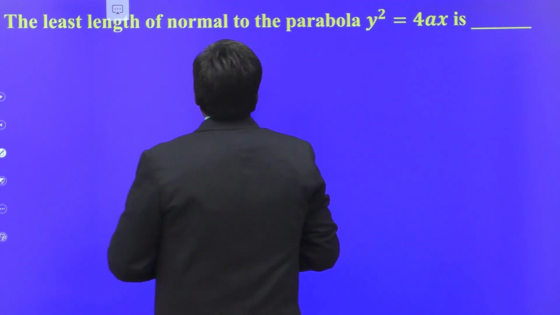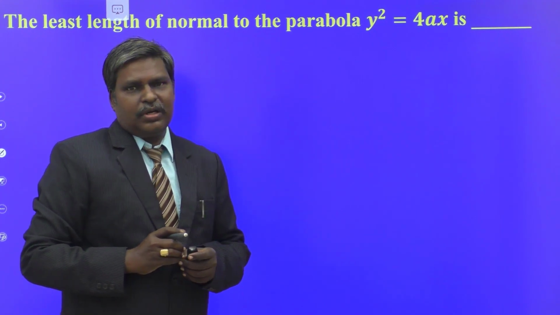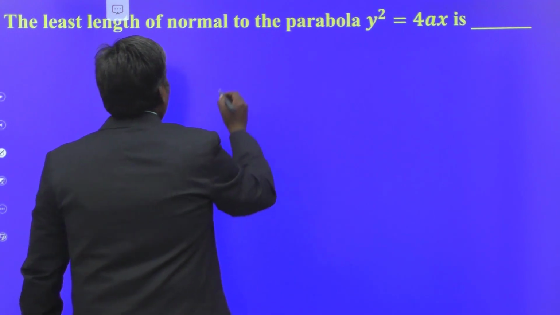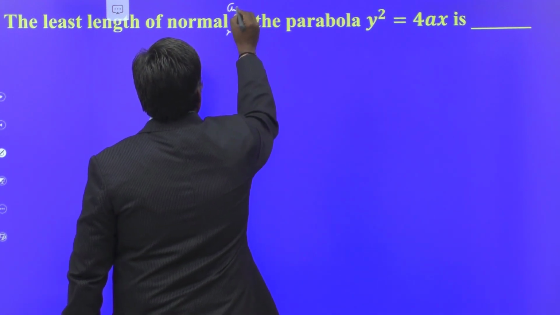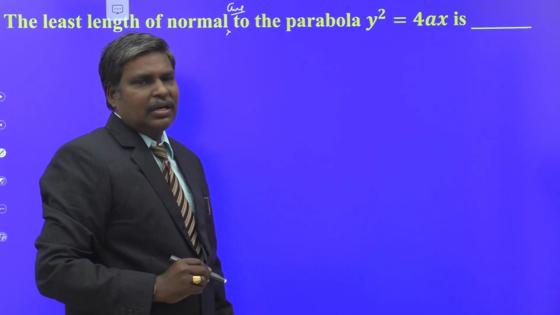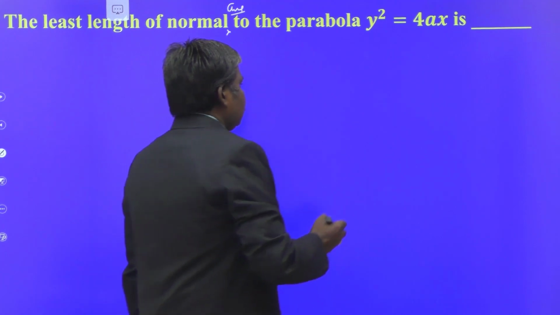The least length of normal to the parabola y square equal to 4ax is what? So, the least length of normal chord of the parabola. We have to find out the least length of the normal chord of the parabola y square is equal to 4ax.